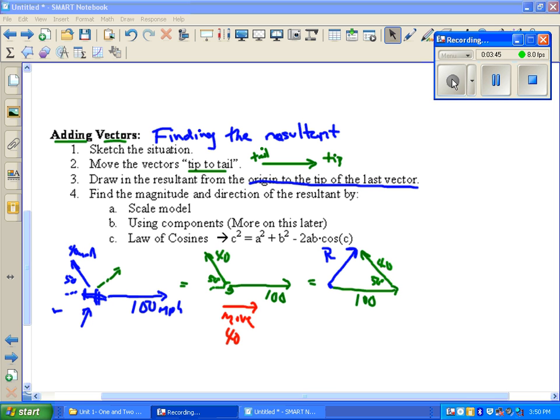Now, to find the actual magnitude and direction of the resultant, to actually get the answer, there's a few things I could do. I could do a scale model, use rulers and protractors and measure things out. I could use a method called components, and we're going to talk about that later. In math class, in pre-calc, they might use the law of cosines to do it. For the law of cosines, I could find R using that in this triangle. We're not going to do that in here. So we're going to concentrate on scale models and using components. At the top of the next page, we're going to do some examples of finding resultants using scale models.